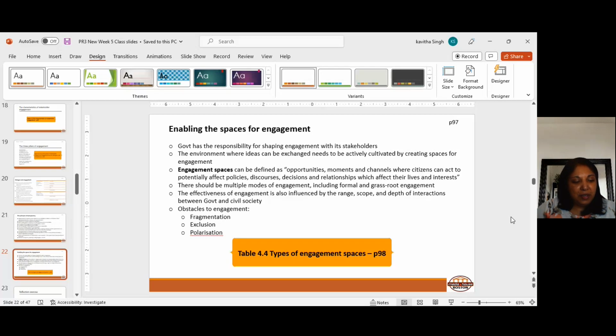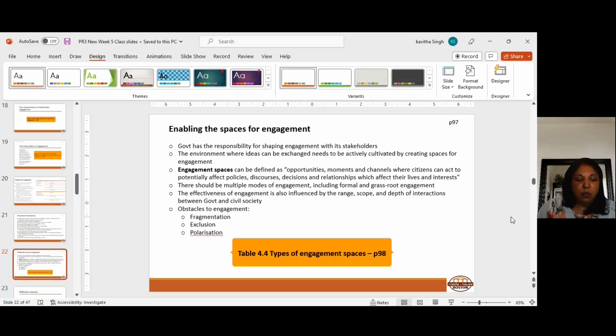So now, when we look at the types of engagement spaces, you're going to tie this in with trying to understand the definition, how we've defined it, and the obstacles to engagement. You're going to tie that into when we talk to the four types of engagement spaces. So the one is a closed space, right?